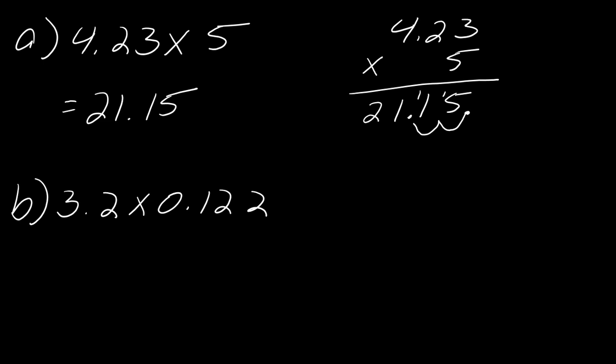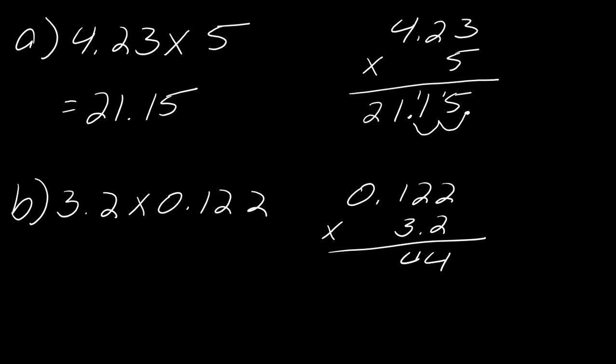And so now let's do this again with 3.2 times 0.122. I like to have the longer number on top. So once again, I'm just going to ignore the decimals for a moment. So let's see, 2 times 2 is 4, 2 times 2 is 4, and 2 times 1 is 2. And then I'm going to bring down the 0. So then 3 times 2 is 6, 3 times 2 is 6, and 3 times 1 is 3.